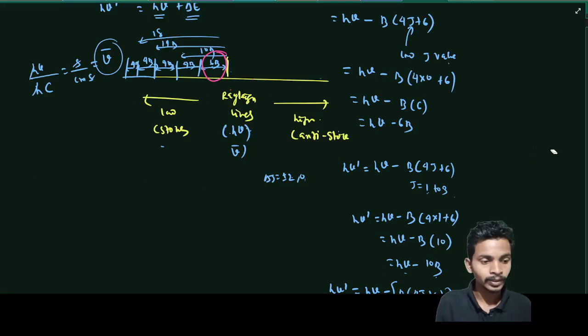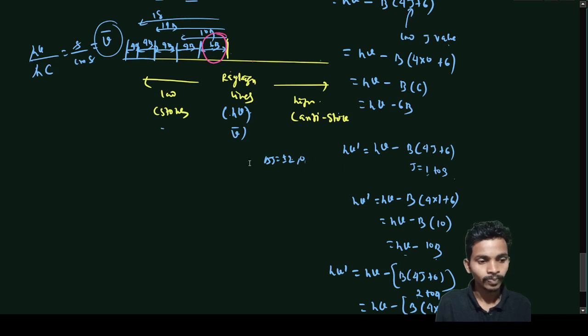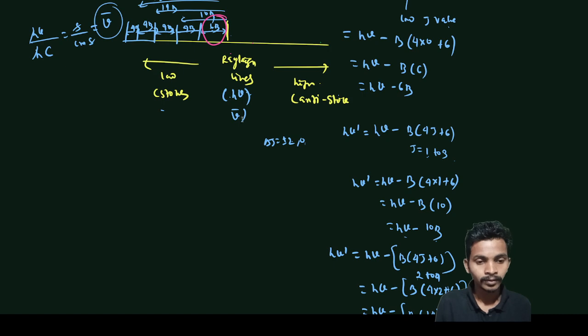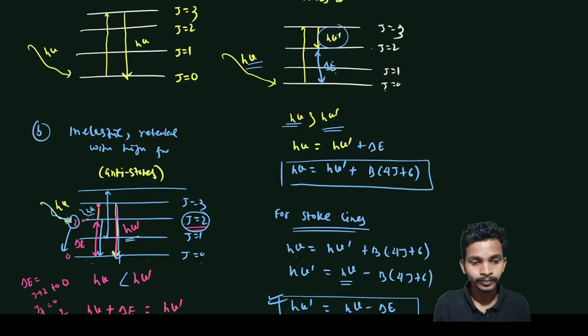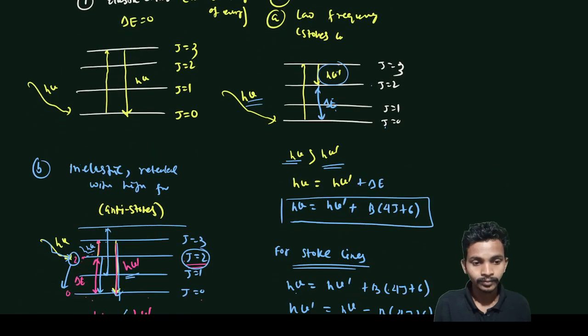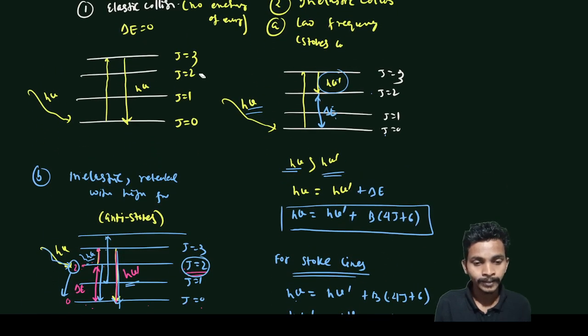In the previous class we were discussing Stokes lines. We discussed the energy gaps in Stokes lines, and today we will discuss the energy gap for anti-Stokes lines. We see that these are the energy gaps.